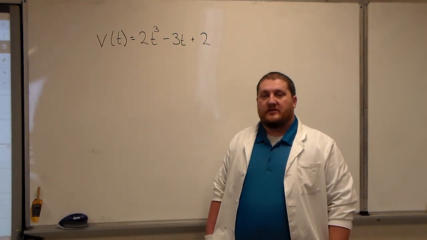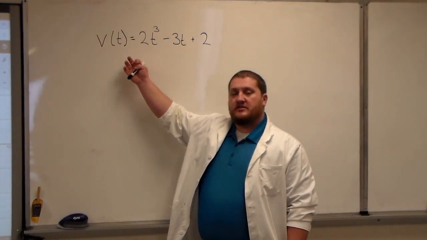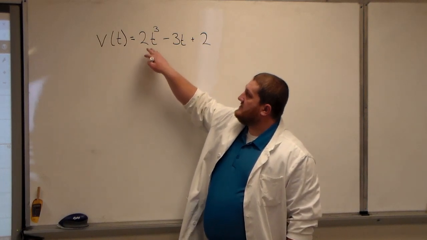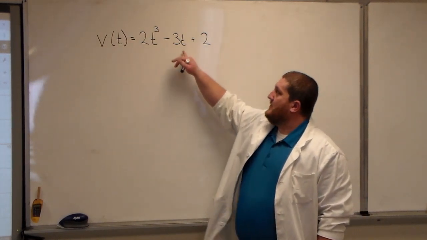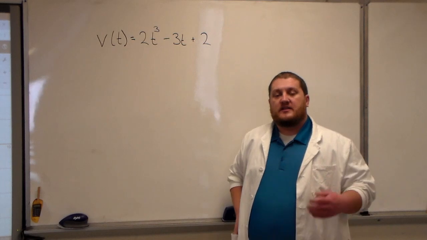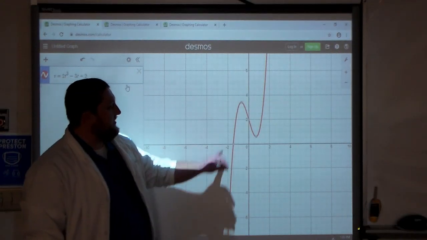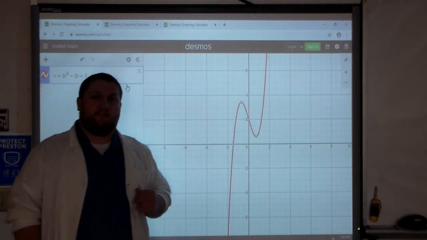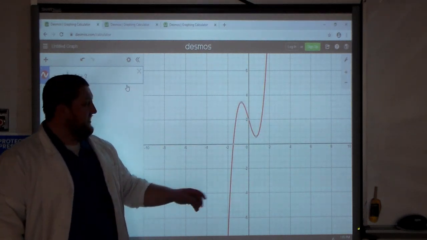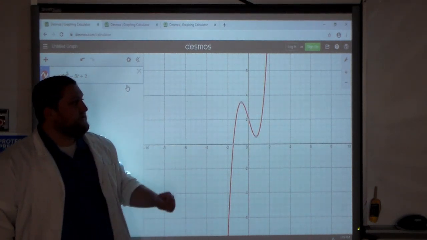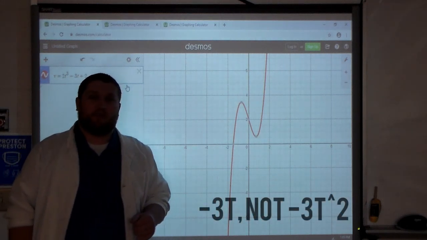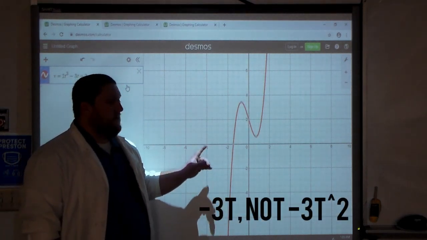Today we're going to be doing a little bit of calculus. We're going to use the equation velocity at time t is equal to 2t cubed minus 3t squared plus 2. Let's take a second and look at a graph of this equation. Here I have my v of t graph displayed.